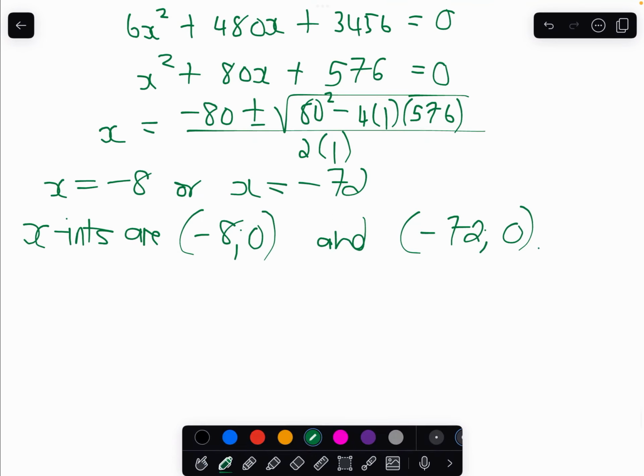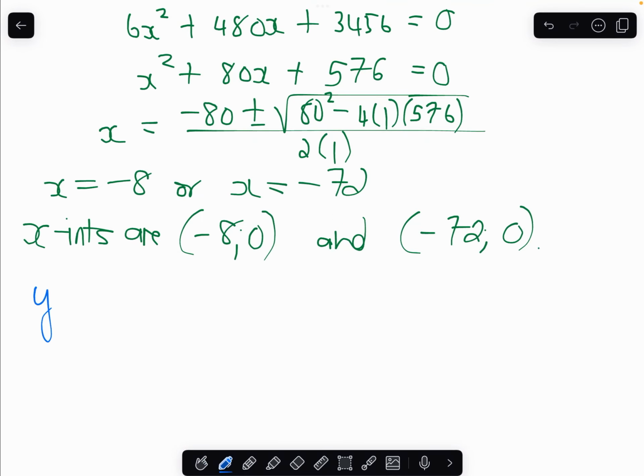Next up we want our y-intercept. It should be a y-intercept, not 2. A function is one-to-many or one-to-one, but never many-to-one. So you can't have two y values corresponding to one x value. All this to say we can't have two y-intercepts, right?